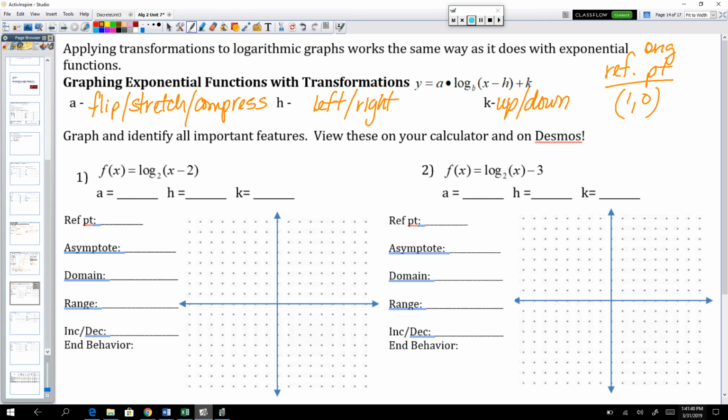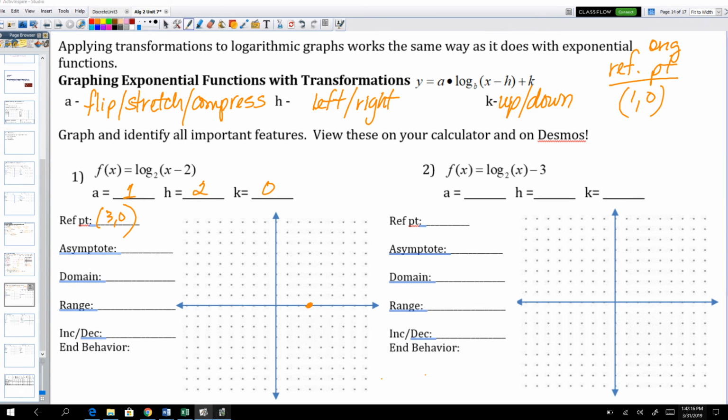When we look at number 1, there's an invisible 1 for the A, so there's no flip, stretch, compress. For the H value, it's 2, and for the K value, it's 0. Our reference point of 1, 0, let's see what happens to it. It doesn't get flipped or stretched. It does move right 2, so 1 plus 2, and it doesn't move up or down. So our new reference point here is 3, 0.